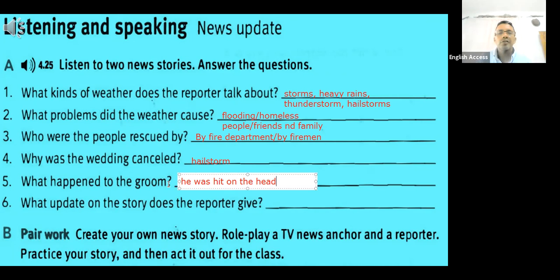Excellent. So that's why the wedding was canceled, right? Because of the groom. Sorry, not a broom, a groom. Broom is escoba. Groom is novio, remember. I used to confuse those words. Number 6, what update on the story does the reporter give?